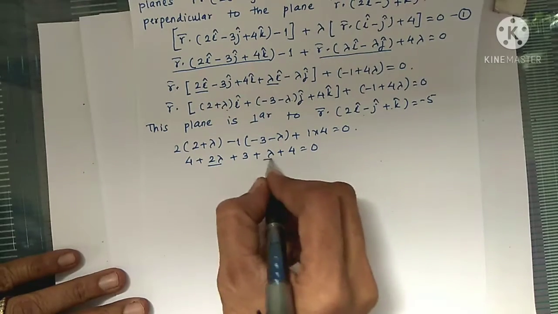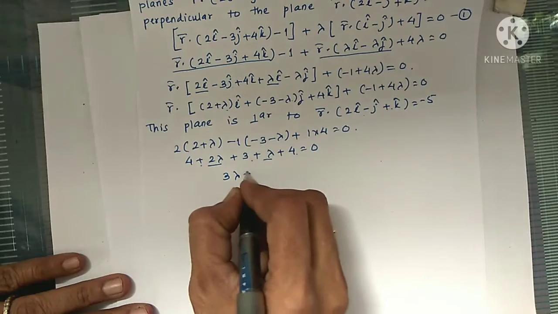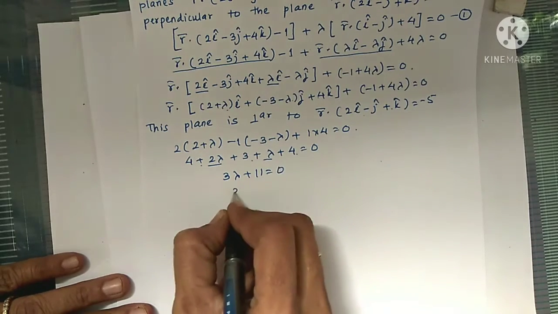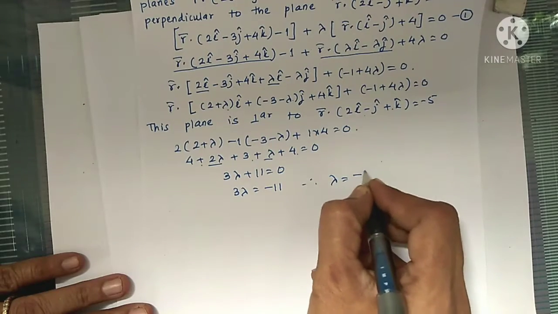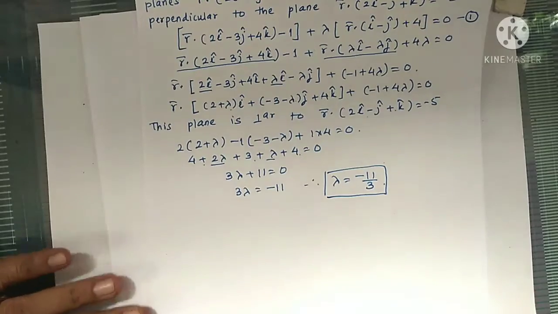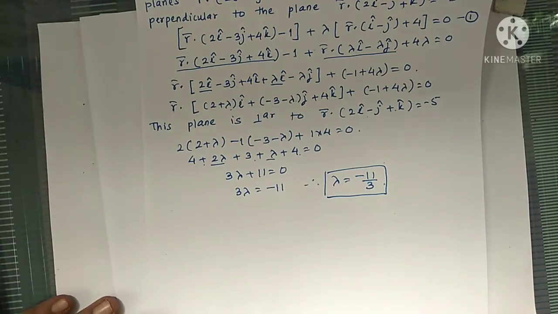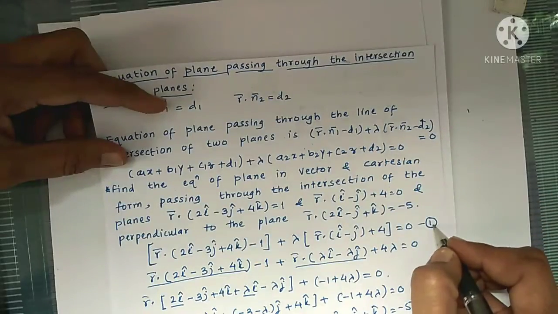Now 2 lambda plus lambda is 3 lambda. 4 plus 3 is 7, plus 4 is 11. So we have 3 lambda equal to minus 11. So the value of lambda is minus 11 by 3. So we now have the value of lambda. Let's put that in the first equation, equation number 1.